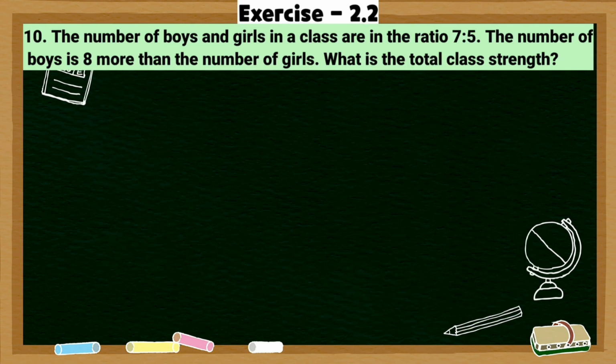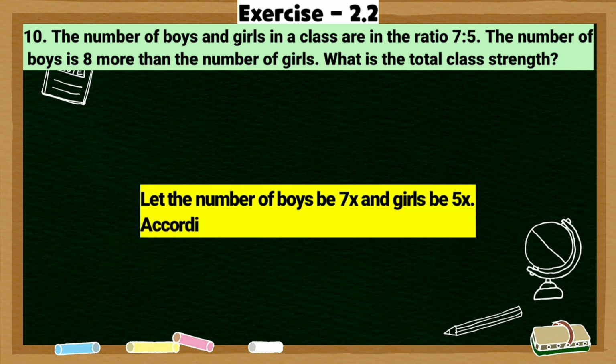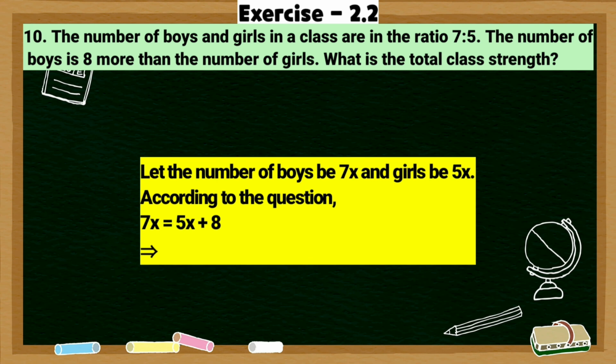Question 10th is, the number of boys and girls in a class are in the ratio 7:5. The number of boys is 8 more than number of girls. What is the total class strength? So here let us consider the number of boys in the class be 7x and the number of girls in the class be 5x. Now according to question, it is given that the number of boys is 8 more than number of girls. So number of boys is 7x, that is equal to girls 5x plus 8.